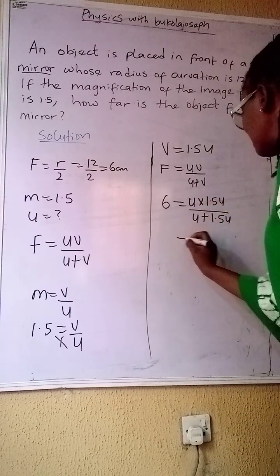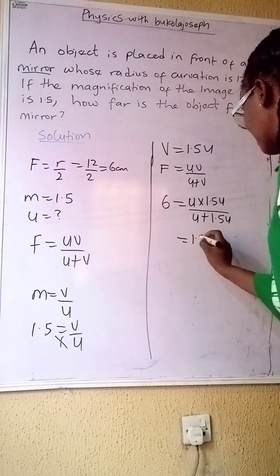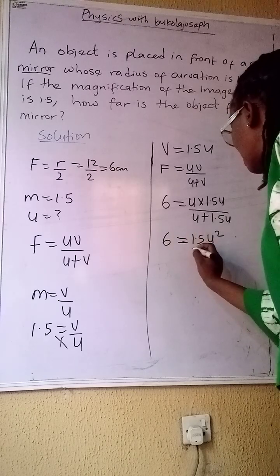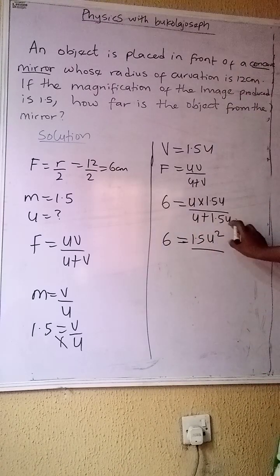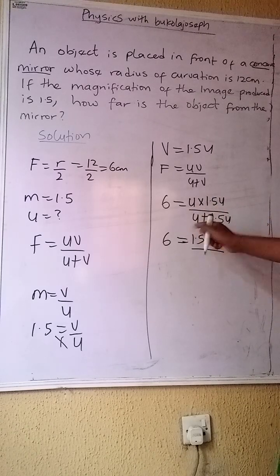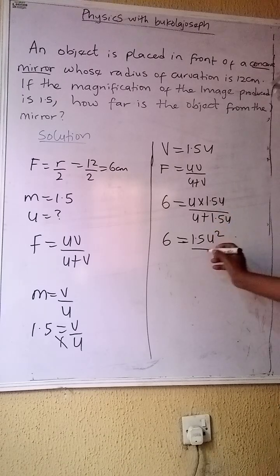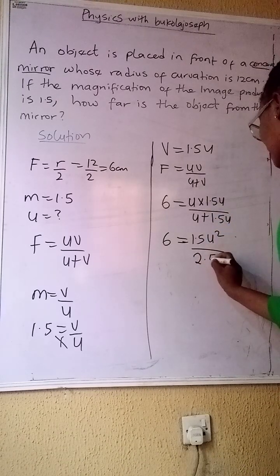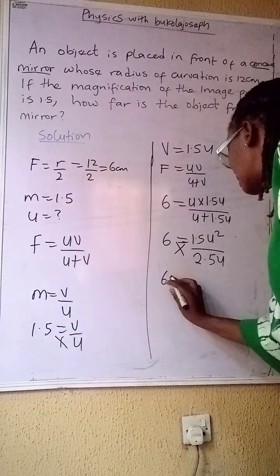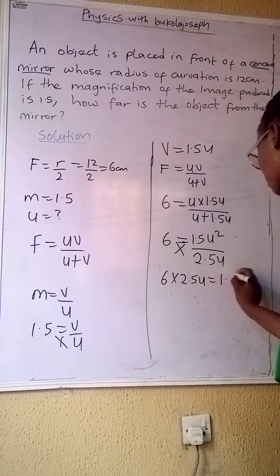Now let's simplify. This times this is 1.5, and then U times U will give us U squared. We have our 6 here all over U plus 1.5U. There's 1 here, so U is equal to 1U. So 1U plus 1.5U is 2.5U. So we cross multiply: 6 times 2.5U is equal to 1.5U squared.